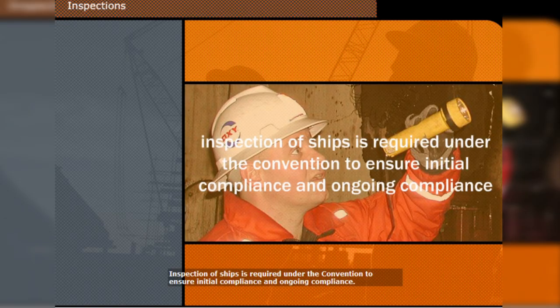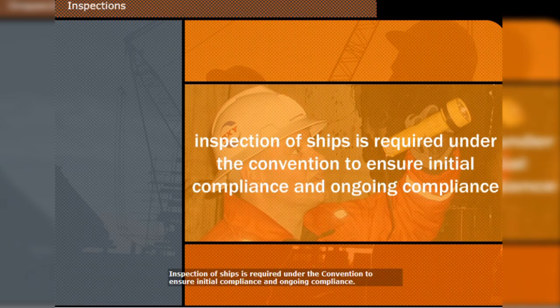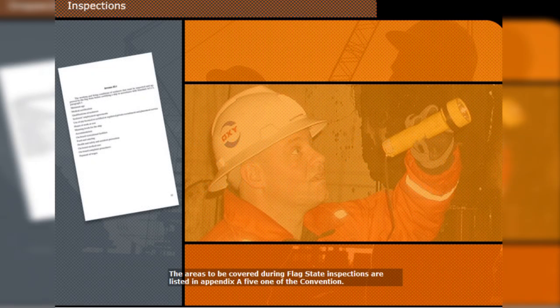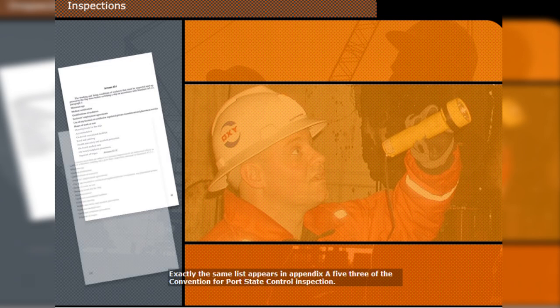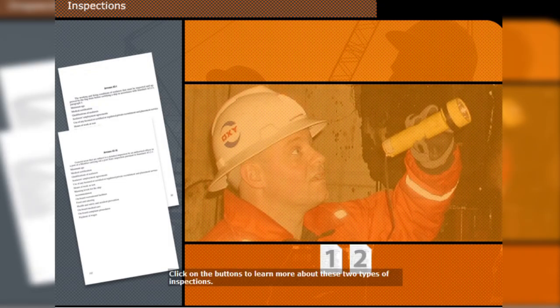Inspection of ships is required under the Convention to ensure initial compliance and ongoing compliance. The areas to be covered during flag state inspections are listed in Appendix A51 of the Convention. Exactly the same list appears in Appendix A53 of the Convention for port state control inspection. Click on the buttons to learn more about these 2 types of inspections.